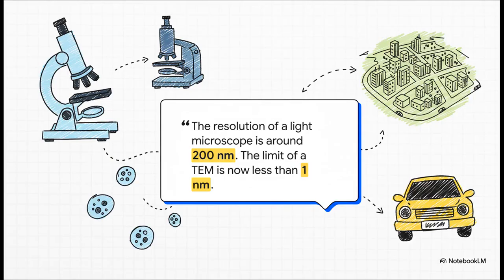And this quote just nails it, doesn't it? A light microscope can't tell two things apart if they're closer than 200 nanometers. A powerful electron microscope can tell two things apart that are less than 1 nanometer from each other. That's the difference between seeing a city from an airplane versus being able to read the license plate on a car driving down one of its streets.